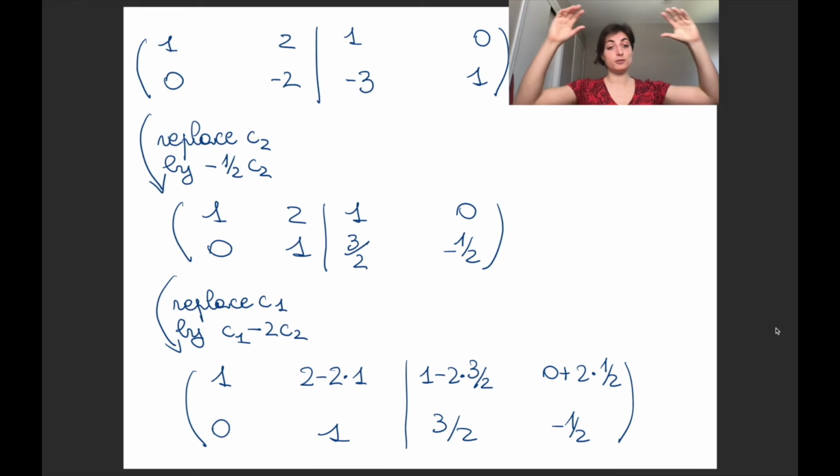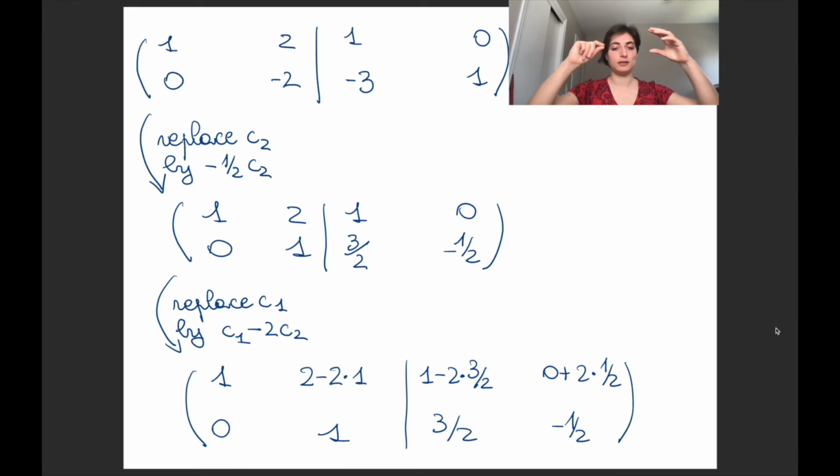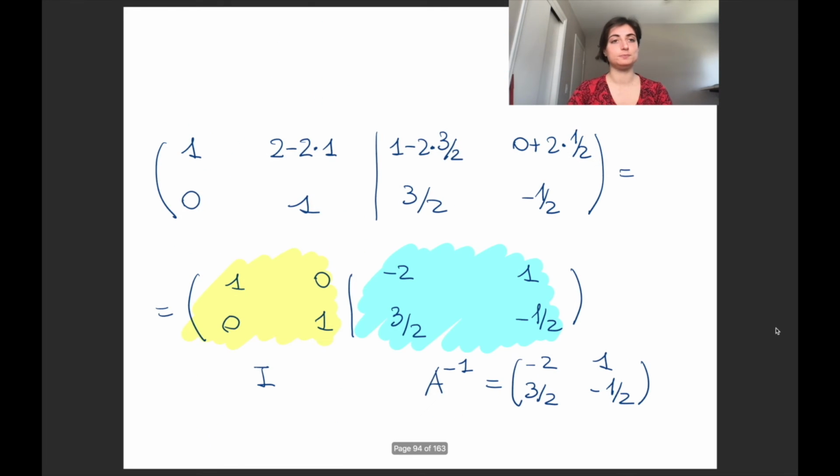So how we do that is to replace the first line by the first line minus twice the second line. So now the second line stays the same, and the first line gets changed into 1, 2 plus minus 2 times 1, where minus 2 is what we chose as a scalar multiplication, and 1 comes from the bottom line. Then we have 1 minus 2 times 3 divided by 2, and the last element is 0, what we had before, plus 2 multiplied by 1/2.